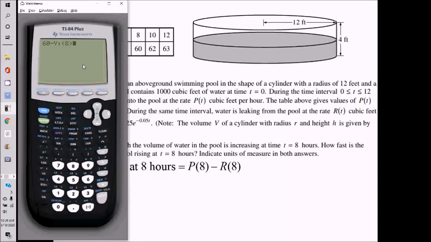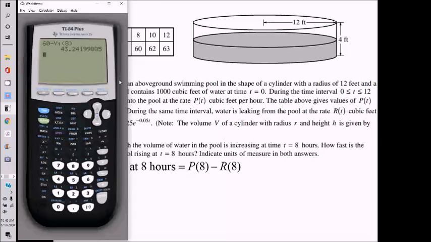P of 8 from the table was 60. And I stored the R function as y1 in my y equals on the calculator. So I did alpha trace y1, and then I plugged 8 into that. And that all comes out to about 43.242. Now, since this is the rate at which the volume is changing, this is going to be cubic feet per hour, just like the units of P and R.